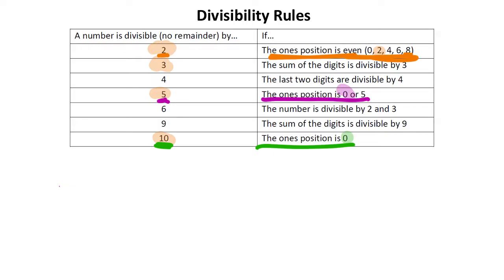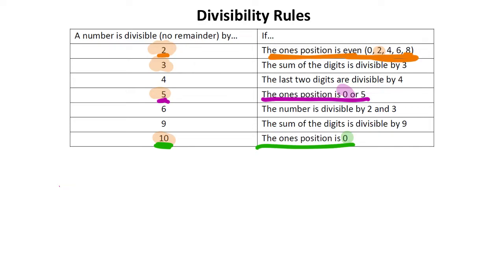So that means you have some choices. Would you prefer to divide by 2, 5, or 10? Choice is yours. But again, that's only if you see a 0 in the ones place value. If I don't see any of those values in the ones place, then I move directly to the 3s.